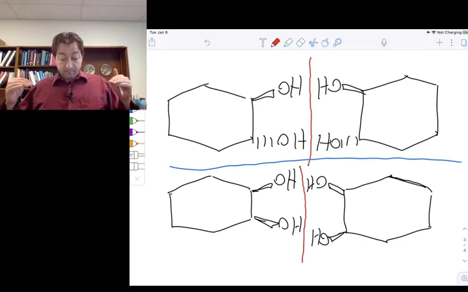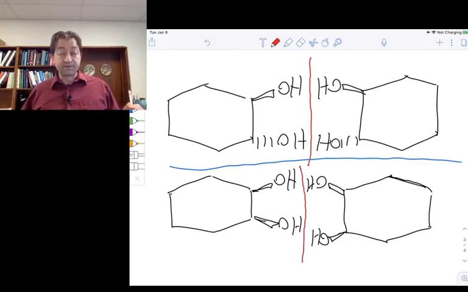And if we look at what we observe there, the problem with those ones on the bottom is that, in fact, they're completely superimposable on each other. I can take the molecule that's in the bottom left quadrant, lift it up, rotate it around 180 degrees, and set it right down on top of the molecule in the bottom right quadrant, and they're completely superimposable on each other. So molecules that are superimposable mirror images are not chiral molecules.